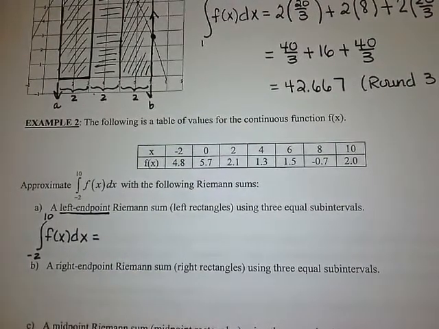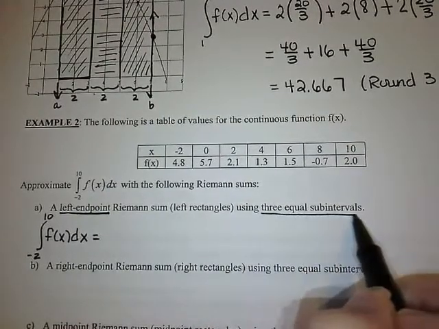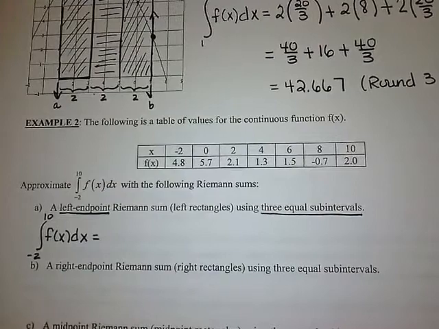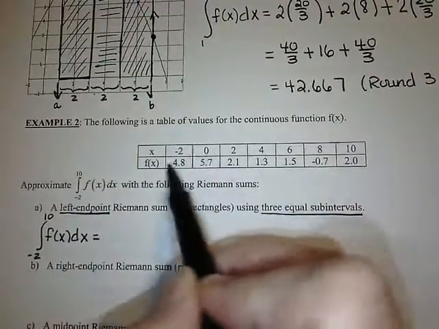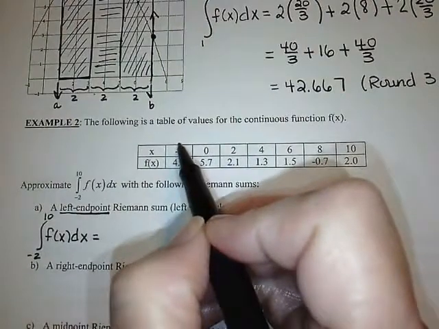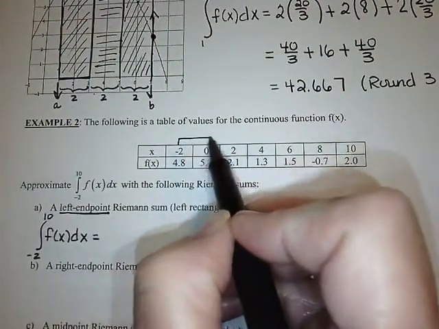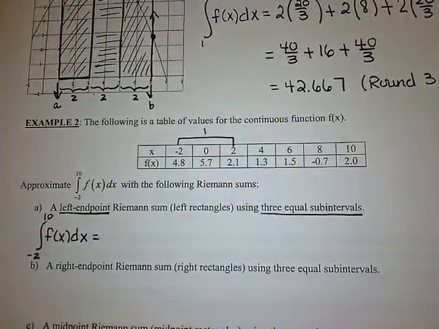So it does tell us that we're going to use 3 equal subintervals. So we talked about subintervals, right? And so we're going to divide this area up into 3 subintervals, okay? So our first interval is going to be from here to here. This would be subinterval number 1.